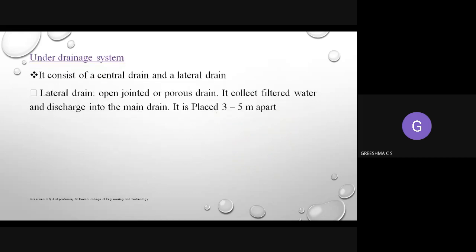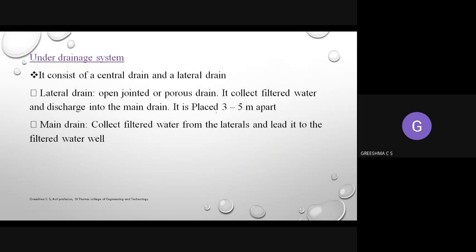So the next one is the under drainage system. We have discussed the under drainage system: the filtered water will be collected through the bottom. Through the top portion we are supplying the water, and the filtered water will be collected from the bottom. So at the bottom portion we are providing an under drainage system.